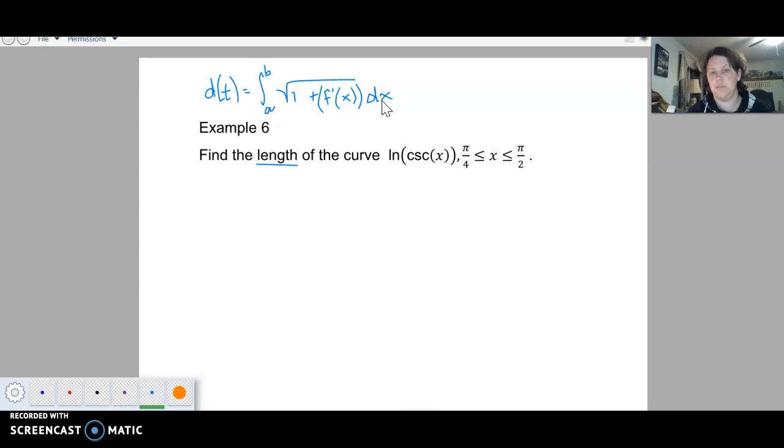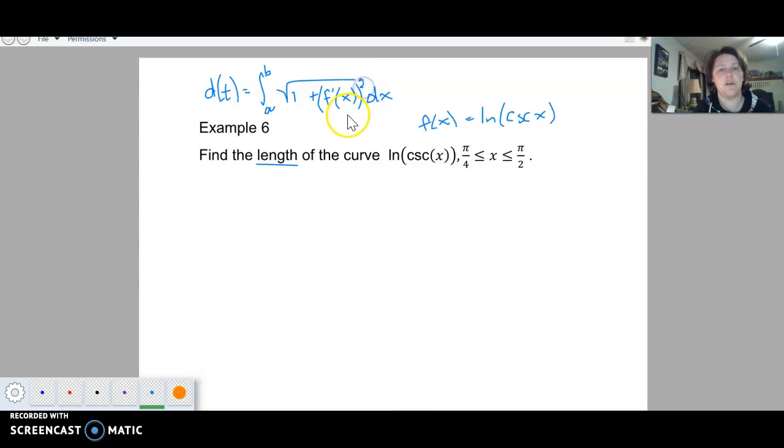But use all of your purple sheet, your blue sheet, figure out what everything is. The f of x in this case is equal to the natural log of the cosecant of x. And so you're going to have to first of all find the derivative of that, which is going to be the derivative of the inside over the inside. So the derivative of cosecant x over cosecant x, which look up what that derivative is. And then you'll be able to simplify that. And then it'll simplify down really nicely. And then you just plug that in here.